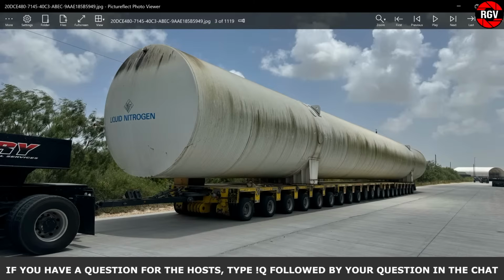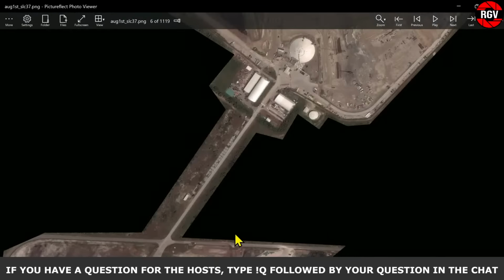Speaking of which, do we want to take a look at 37? Sure, it's in the order of things, clearly. On the Starbase expanded zone.